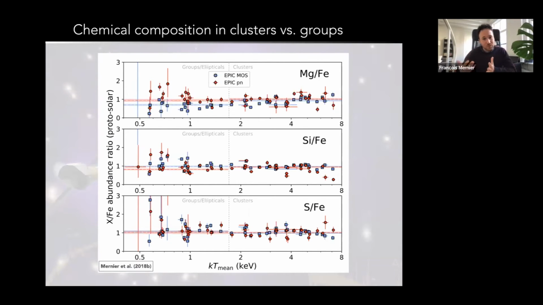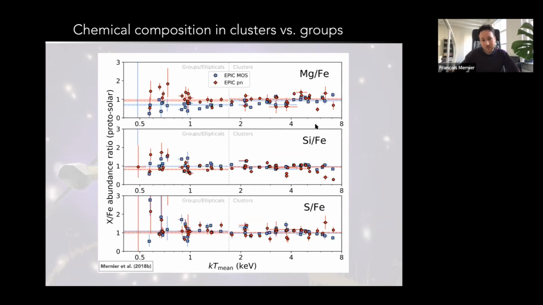What we may also wonder is whether the chemical composition is the same for clusters. As I showed you, the chemical composition of clusters is very close to that of our own solar system. We may wonder whether this is the case for groups and ellipticals as well. What I show you here is that it seems to be the same, indeed. Of course, for groups and ellipticals our error bars start to be larger because it's less easy to constrain all these abundances.